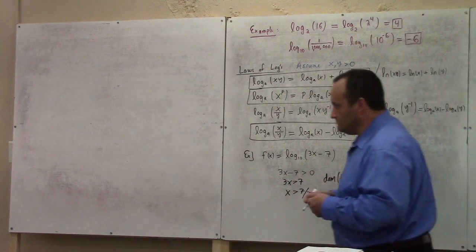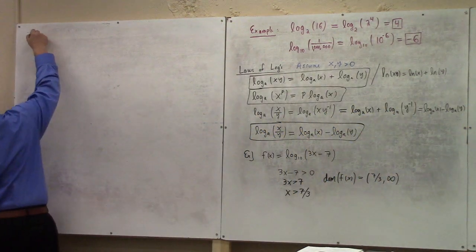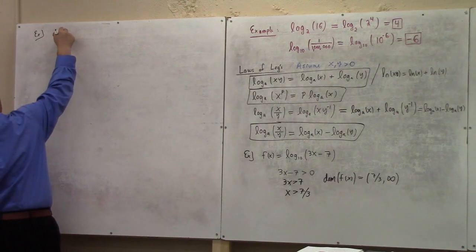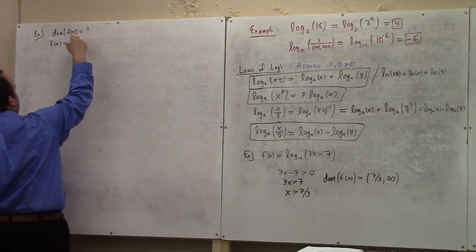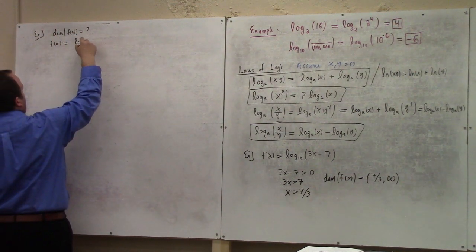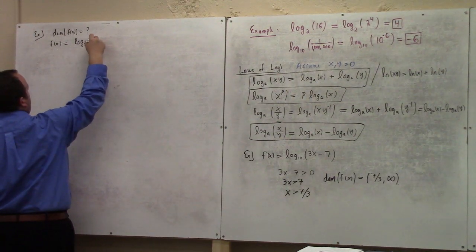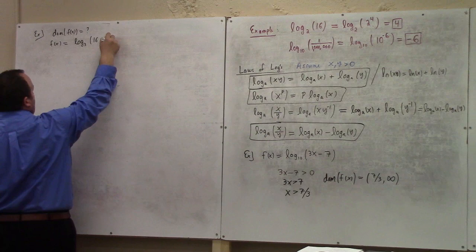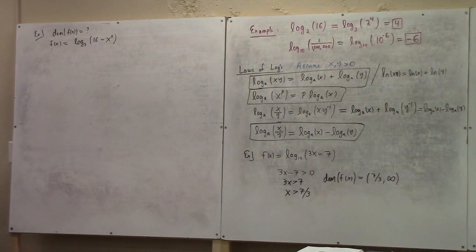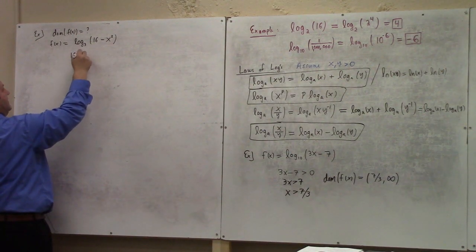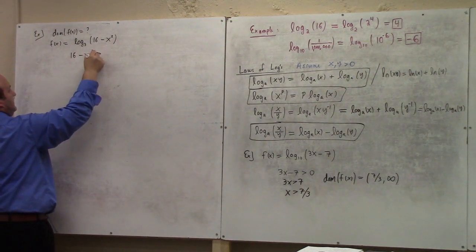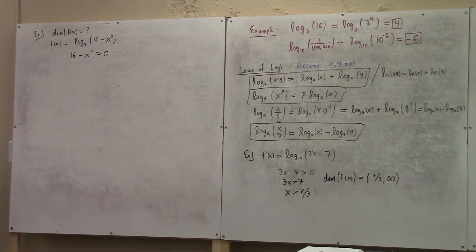Let me give you another example. If we wanted to find the domain of f of x for f of x equal to the log base 3 of 16 minus x squared, you'd have to solve for it. Well, let's think about it. We need 16 minus x squared to be greater than 0, right? So how do we solve that kind of inequality?